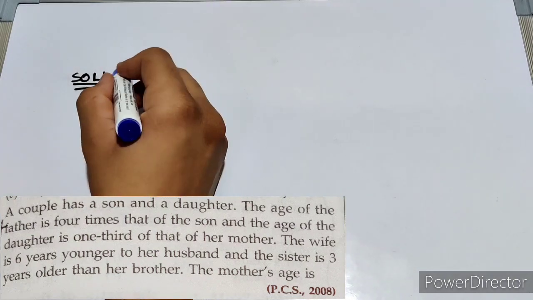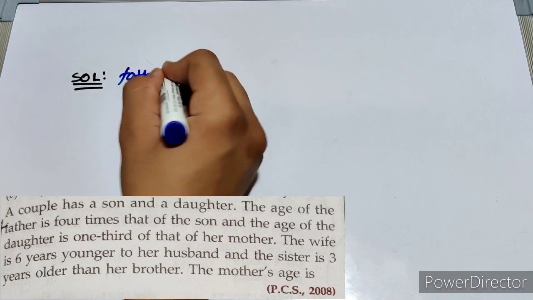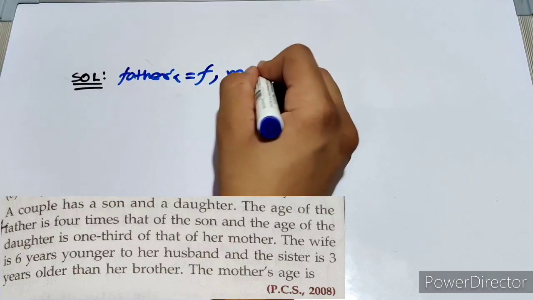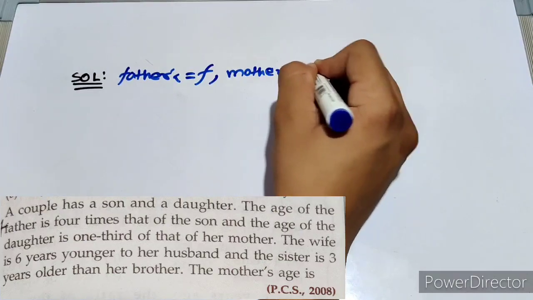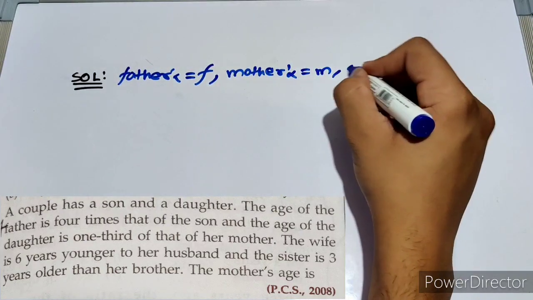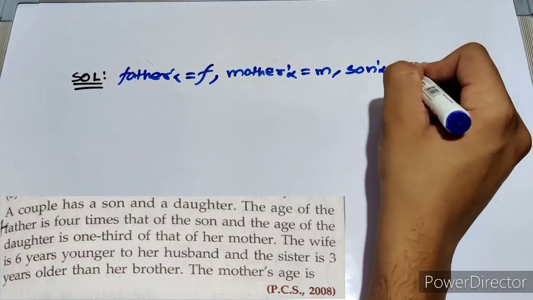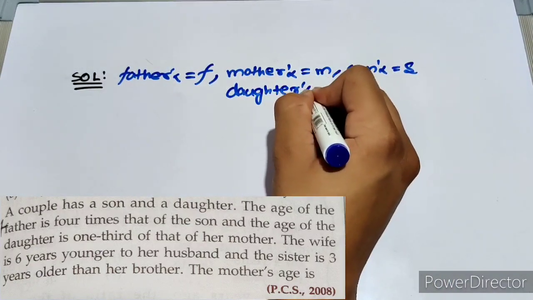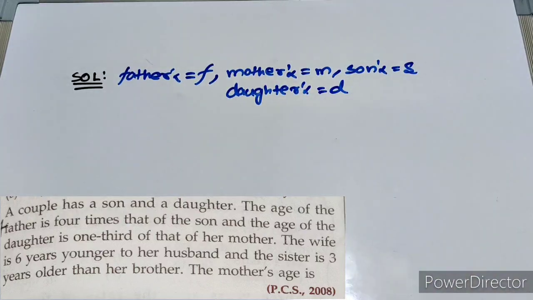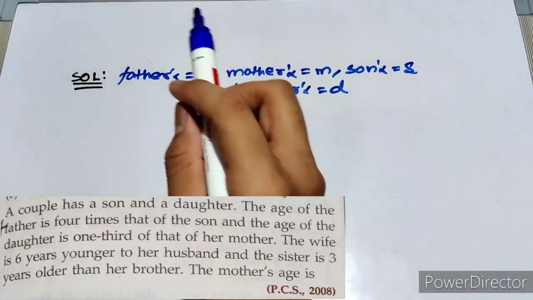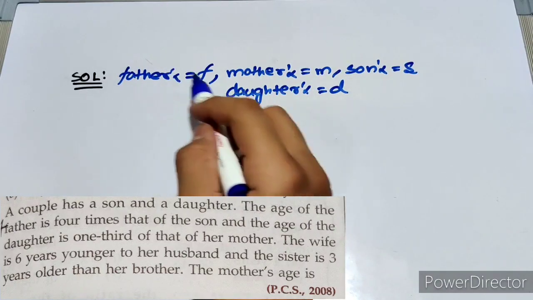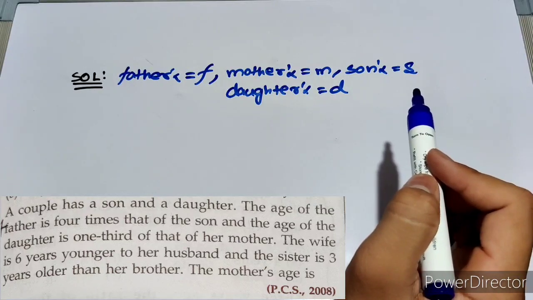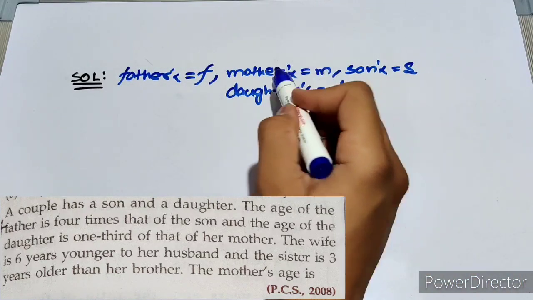So let us first assume that father's age is equal to F, mother's age is equal to M, son's age is equal to S, and daughter's age is equal to D. Now see, mother's age we have taken as M, but here they have also referred that mother is wife of this F. So don't confuse M with W. Okay, so we haven't assumed W for wife, it's M only for mother and wife both.